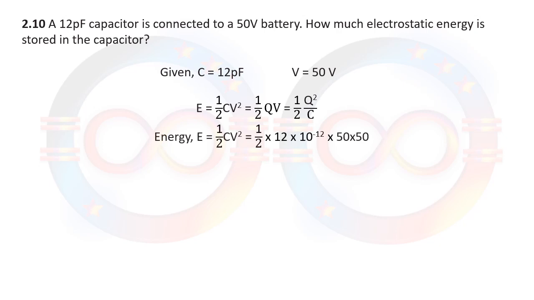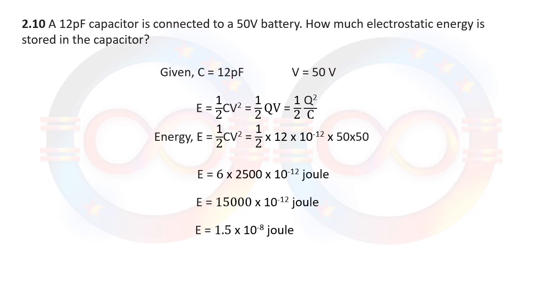We will be putting the value as half, C as 12 pico, 10 raised to minus 12, voltage square as 50 into 50, and after calculation we will be getting 1.5 into 10 raised to minus 8 joule.